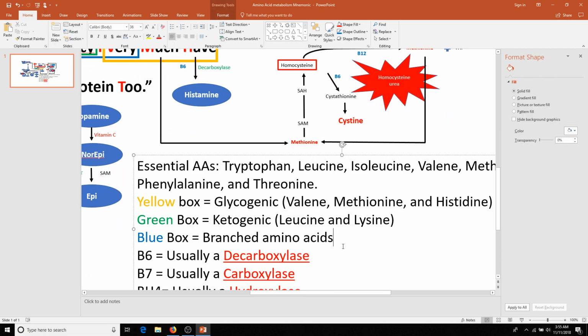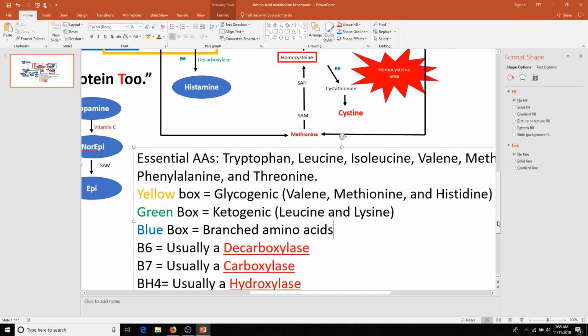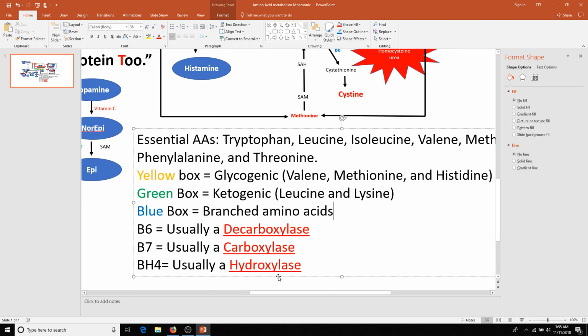And also I have a key right here of everything that I just said. So just remember, B6 is usually a decarboxylase, B7 is usually a carboxylase, and BH4 is usually a hydroxylase. And everything else is kind of explained here.